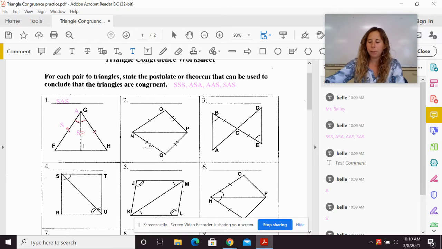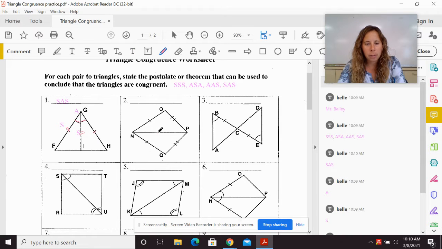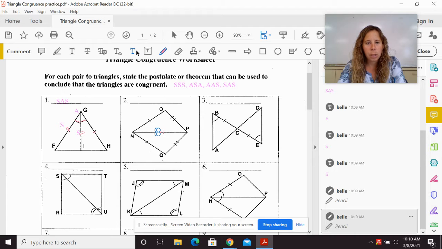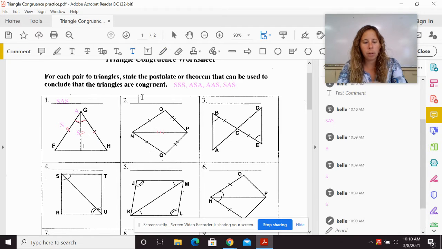Go ahead and look at number two. Pause me and try it. Okay. So I have side, side, and side, side. So I know two of my sides are congruent to each other. So that's 2 out of 3. But then they also have a shared side. So 1, 2, 3. Shared sides are congruent. So this is congruent by side, side, side. All right, next one, number 3.